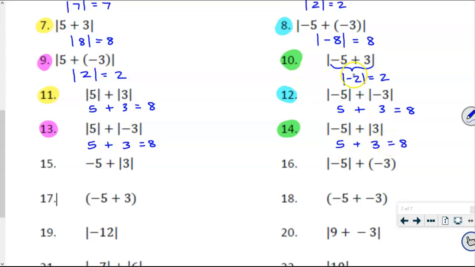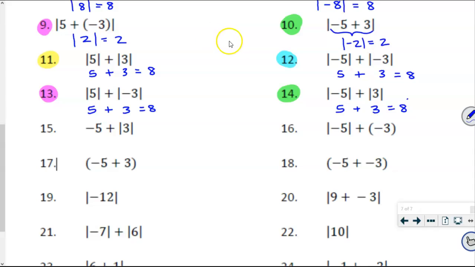Compare that to number 10, where I did the addition first, and then I took the absolute value, I got 2. Does it make a difference, the order that we do these things? Yeah, it does. And then 15 through 18, I am now trying to compare some of this where what if the absolute value isn't over all of it? Or what if we have some parentheses thrown in there?